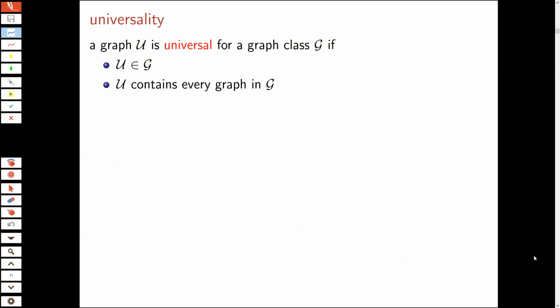Well, suppose we have a graph class script G. We say a graph U is universal for a graph class script G if U is in the class and U contains every graph in the class. Now, if I say contains, it means as a subgraph.